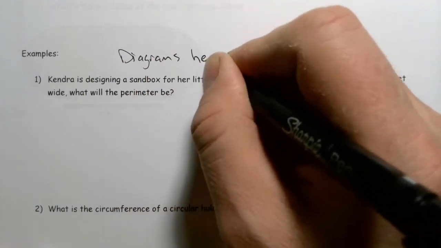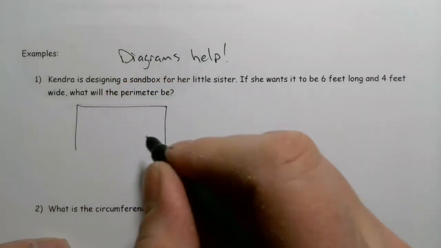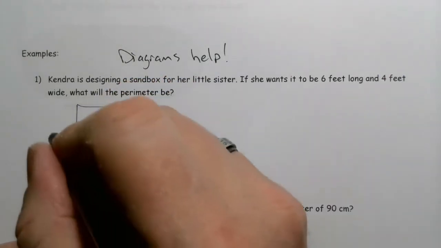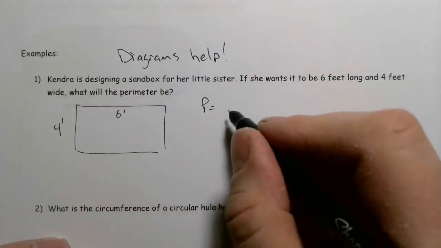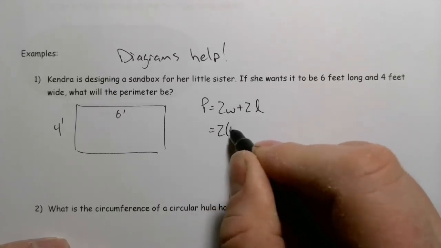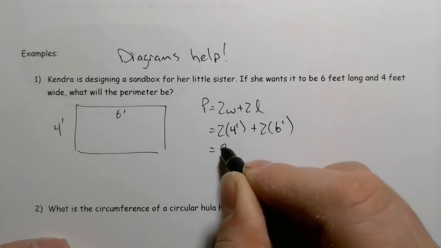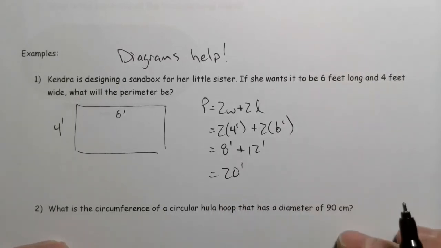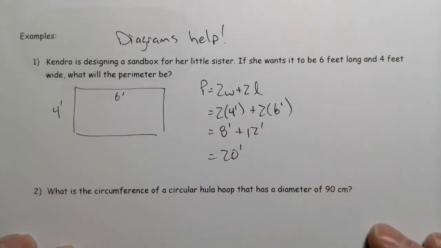Diagrams help. Okay. So in this case here, she's going to create a rectangular sandbox. She wants it to be 6 feet long and 4 feet wide. So the perimeter, because this is going to be rectangular, will be twice the width plus twice the length. So 2 times 4 feet plus 2 times 6 feet, 8 feet plus 12 feet, 20 feet. Okay, so the distance all around that will be 20 feet.